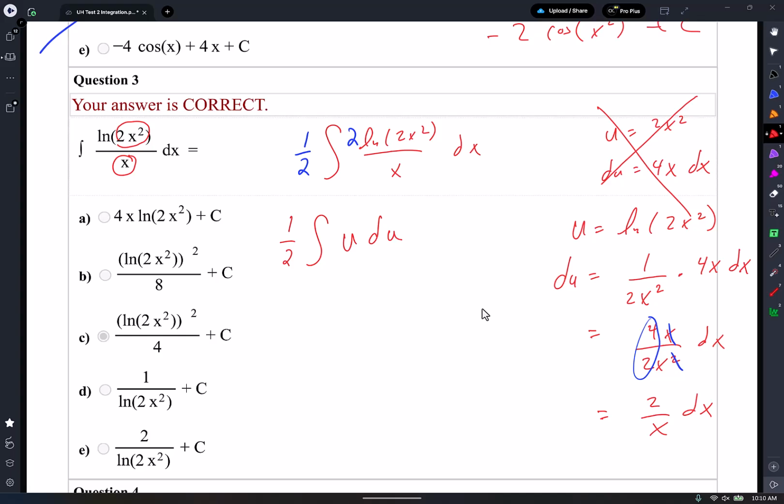All right, here we go. 1/2, leave some room, dot. Antiderivative of u is u squared over 2 plus c. What's 2 times 2? 1/4 ln parenthesis 2x squared, close it. Put a parenthesis around the whole thing, plus c. And we look for that answer. So it's 2 ln 2x squared, yes. Bam.